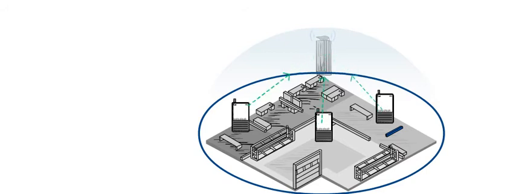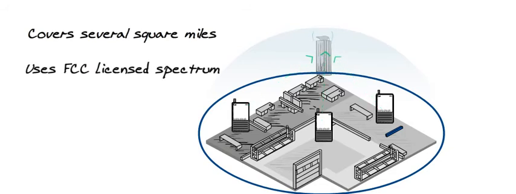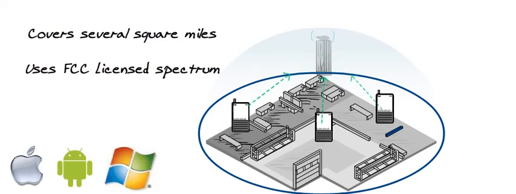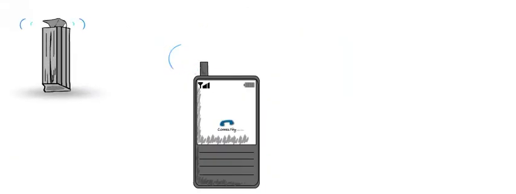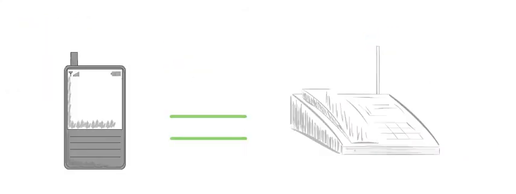TruMobility is the first and only company in the U.S. to offer businesses a private cellular network. TruMobility's cellular network can be installed in an office or large campus and uses licensed spectrum to connect the most popular iPhone, Android, or Windows devices. We do this without the use of third-party applications, Wi-Fi networks, or special training. In other words, with TruMobility, the cell phone acts just like the desk phone.